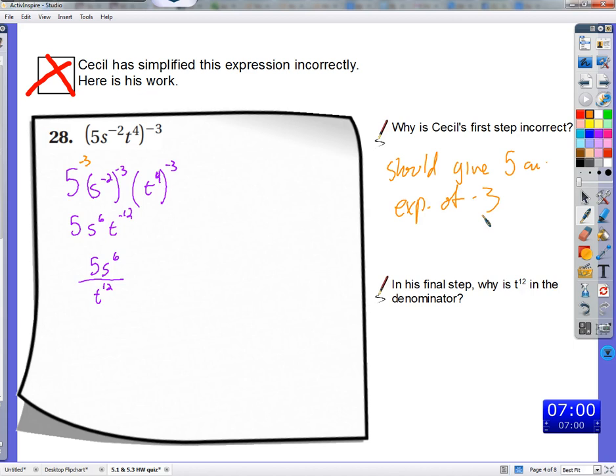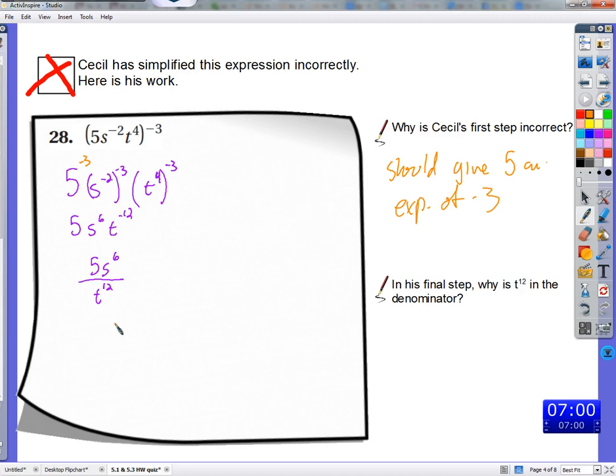So let's just jump down to this final step real quick. We have t to the 12th in the denominator. Why is that? Okay, we just do that and we don't know why. Right, it's to a negative exponent, and it's right now really in the numerator. This could all be over 1, and so we move it down to the denominator. Let me help you remember why.